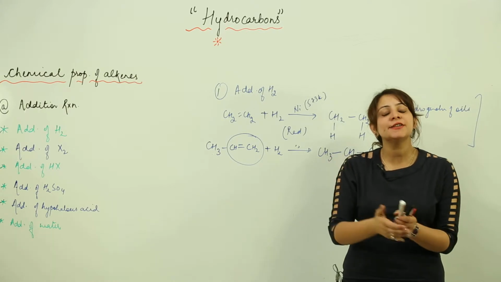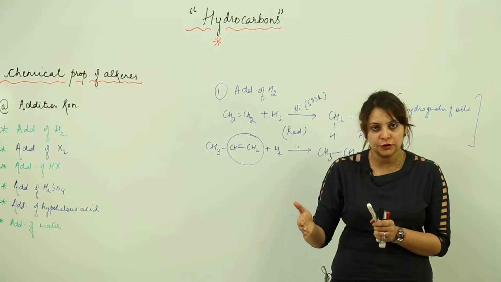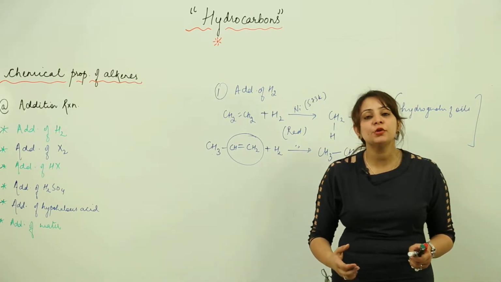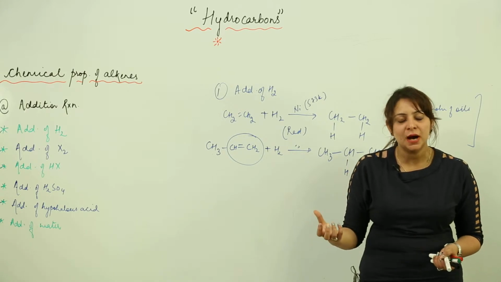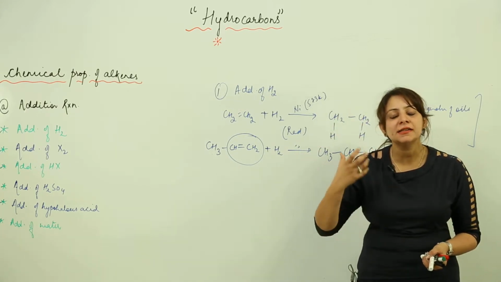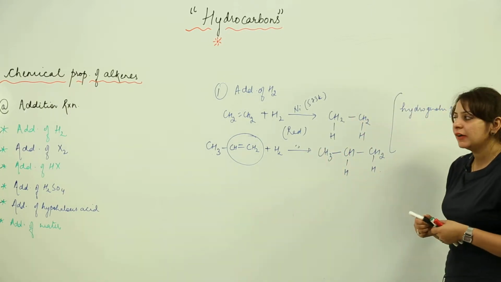If nickel is involved in the hydrogenation, it is also called Sabatier-Senderens reduction. And it is one of the processes of preparing an alkane also. That means if you add hydrogen to an unsaturated compound, it changes into an alkane. So ultimately it is a method to prepare an alkane. So this is the addition of hydrogen.